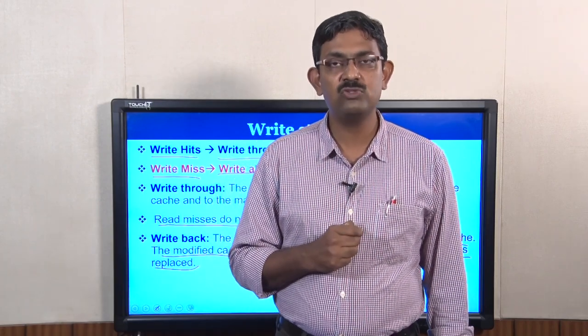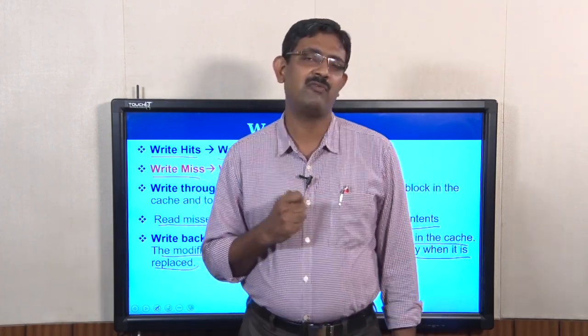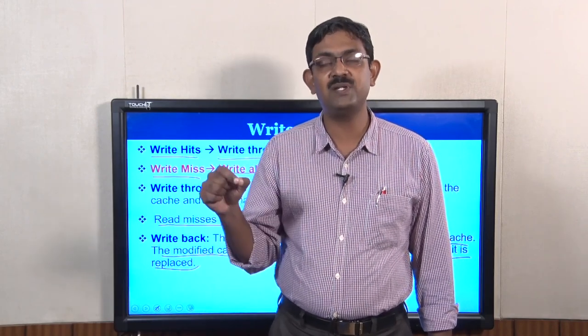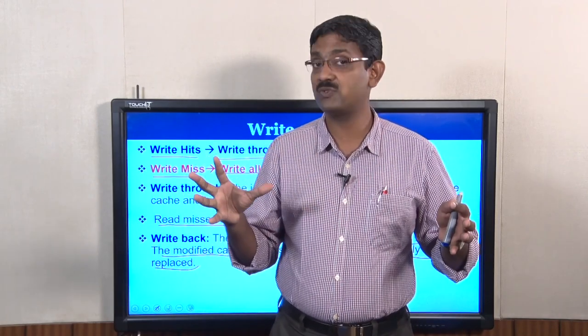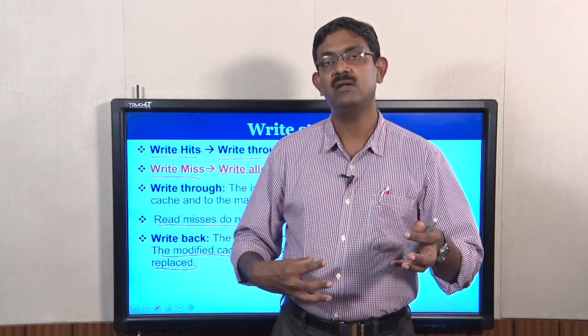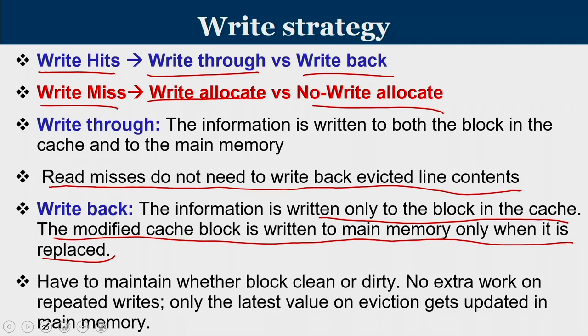An extra bit is used, which is called a dirty bit or a modified bit. So, anytime the processor writes on a write back cache, this bit is set, meaning that particular block is modified. So, when you are going to evict this block, you have to update main memory. So, we have to maintain whether a block is clean or dirty. So, no extra work is done on repeated writes.